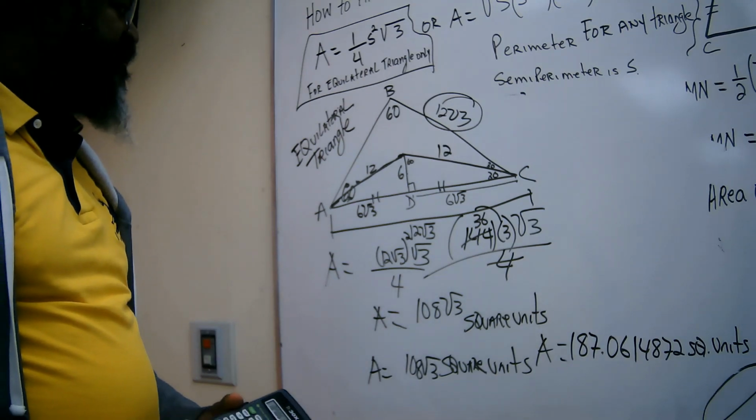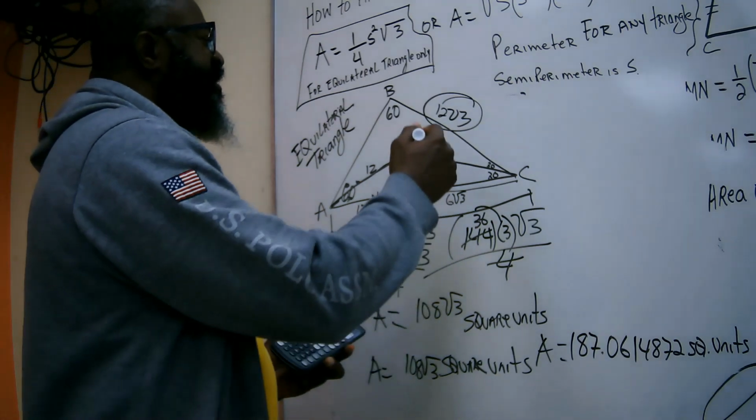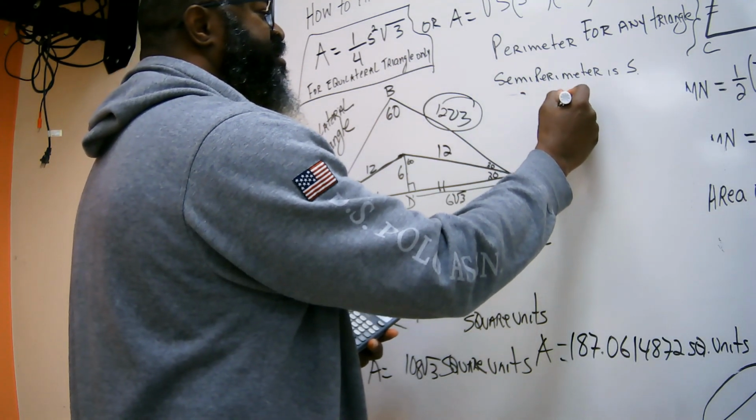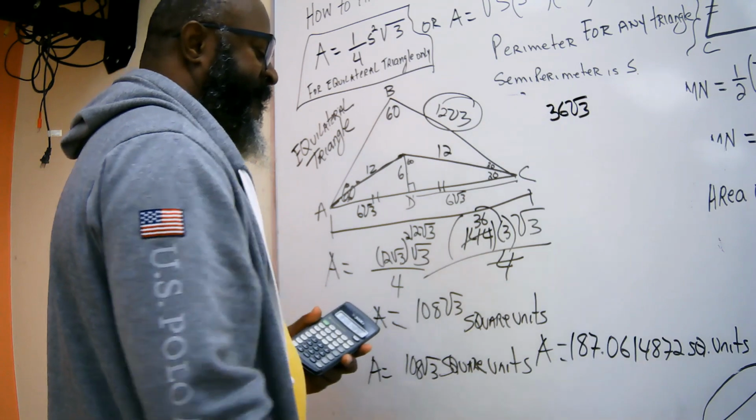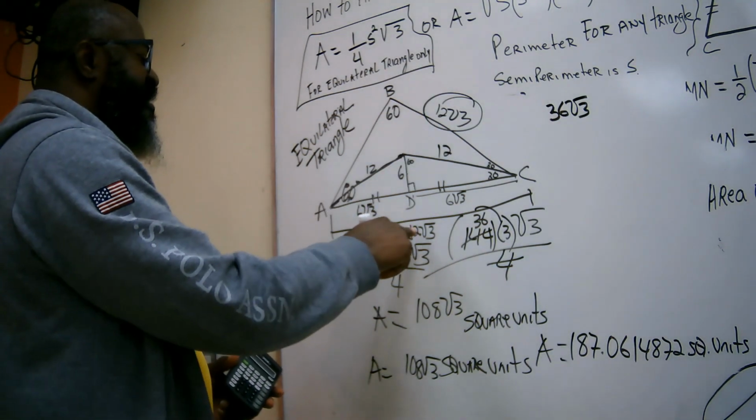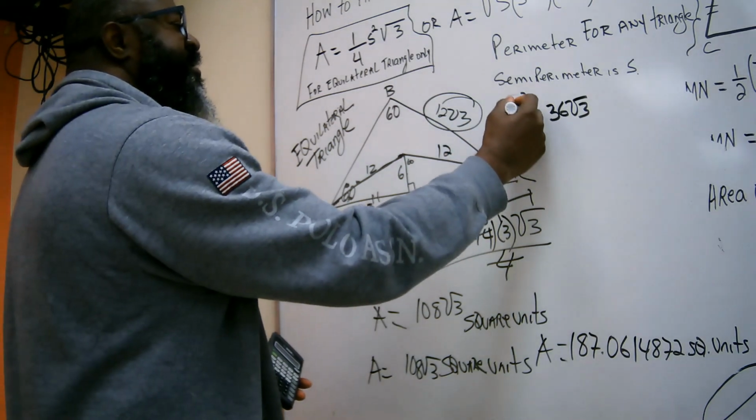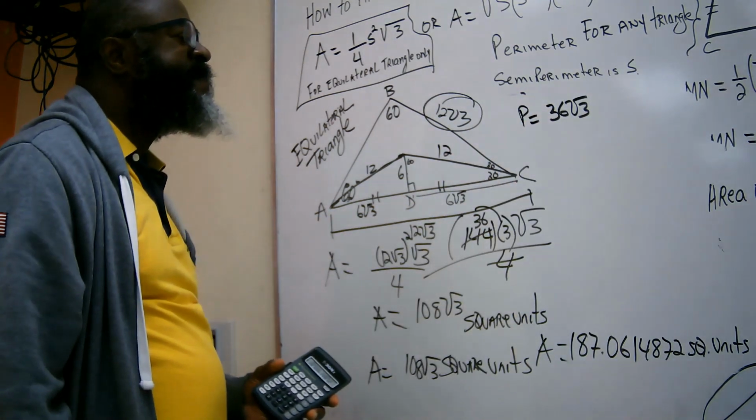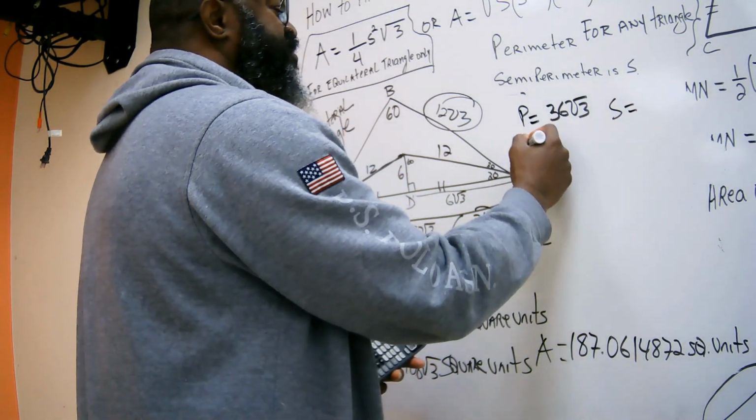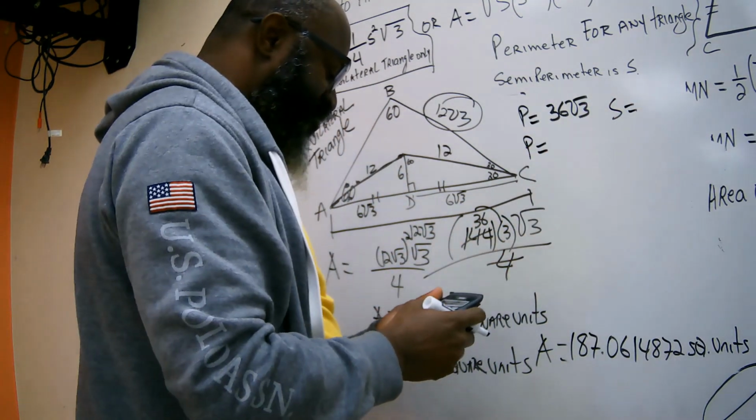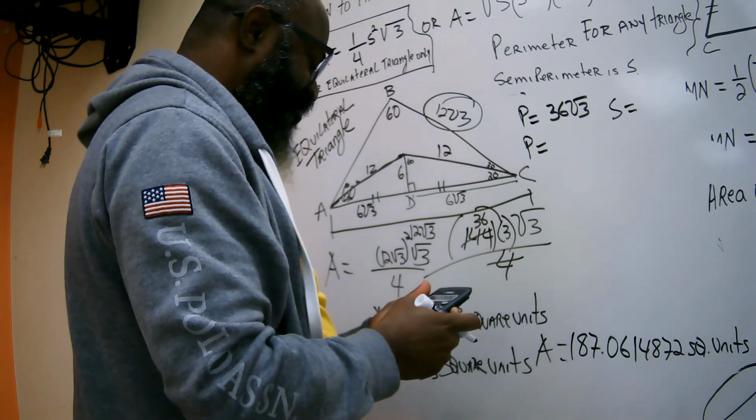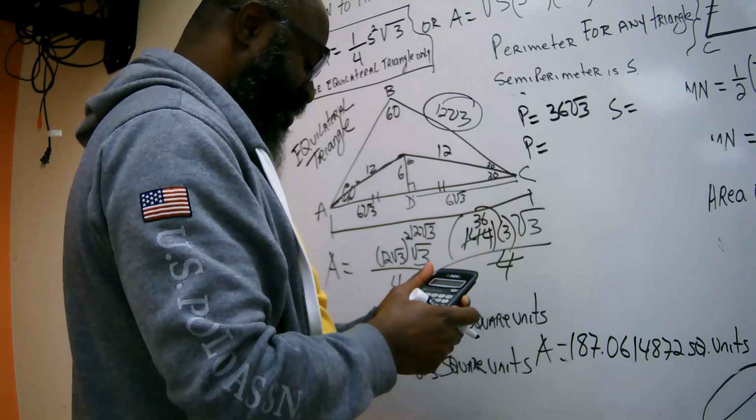So let's try to see if we can find the perimeter. The perimeter will be 36 square root of 3. So this side is 12 square root of 3, and that's the perimeter. To find the semi-perimeter, we're going to change the perimeter to decimal. Take square root of 3 times 36.